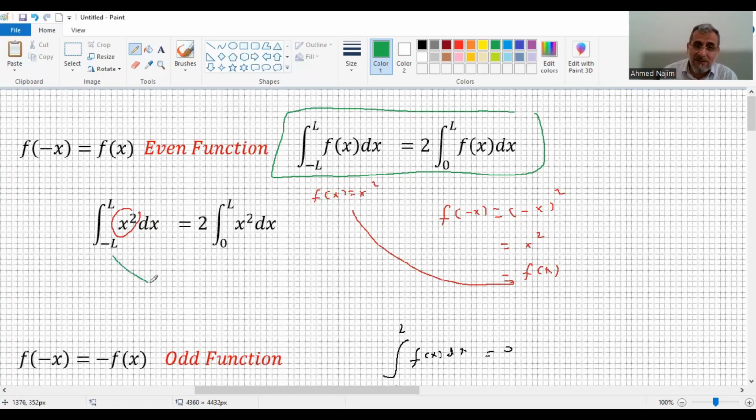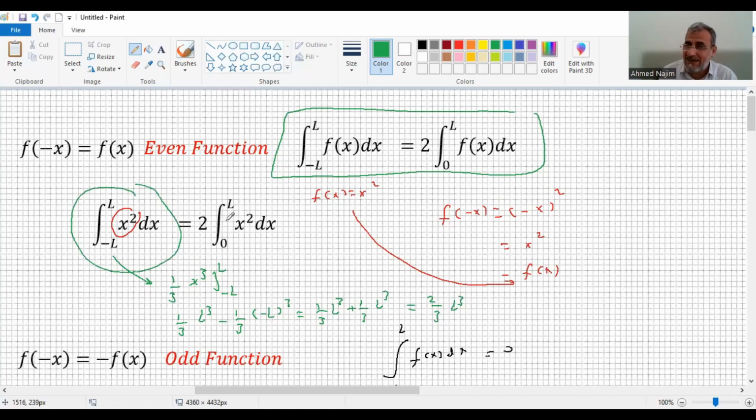See, this one equals what? The integral of x squared is x cubed over 3, and x is from negative L to L. Replace L, so it'll be 1/3 L cubed, minus 1/3, replace negative L, so it'll be negative L cubed. Negative times negative is positive, so it will be 1/3 L cubed plus 1/3 L cubed, that means 2/3 L cubed. So this is the left side, which equals 2 over 3 L cubed.